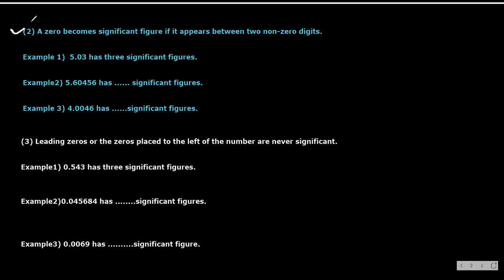Now, rule number two. What is rule number two? A zero becomes a significant figure if it appears between two non-zero digits. Listen carefully. A zero becomes a significant figure if it appears between two non-zero digits. Now, you see this. Is this zero significant? Yes. Why? Because it appeared in between two non-zero digits, that is 5 and 3. Yes or no? So that's why all these three are significant. 5, 0, 3, all are significant. How many significant figures? 3 significant figures.